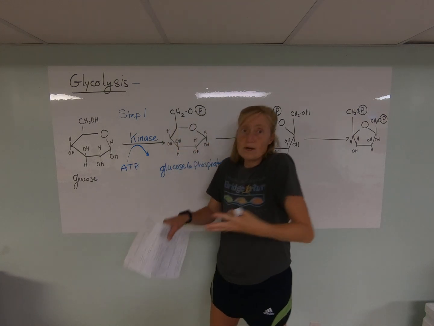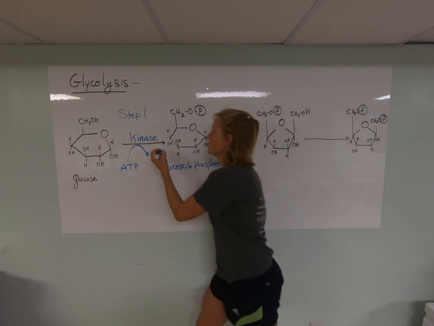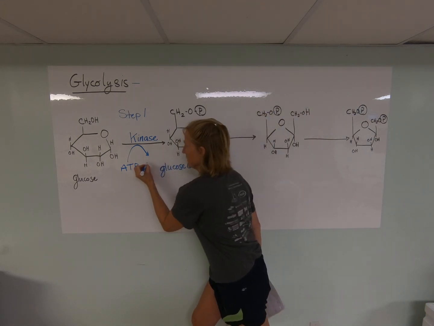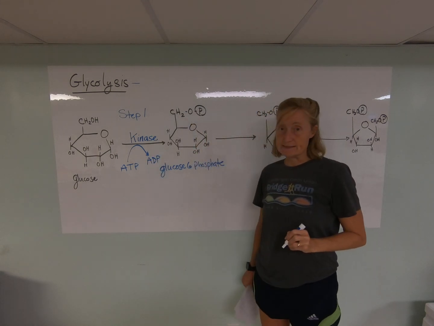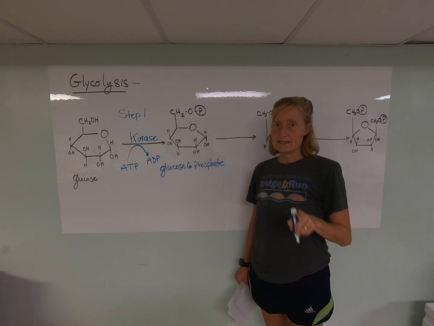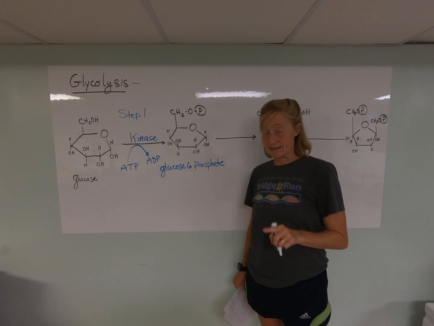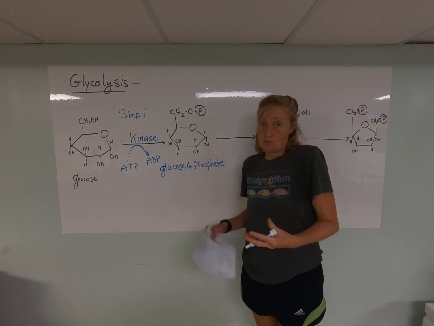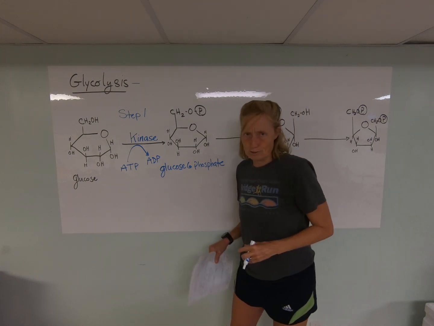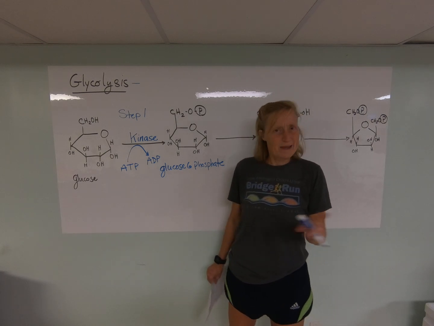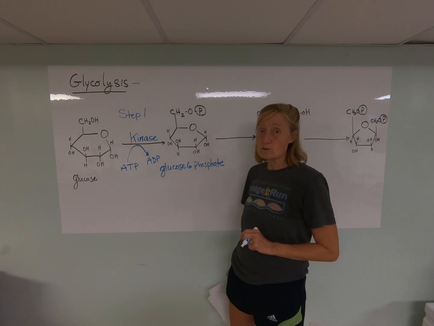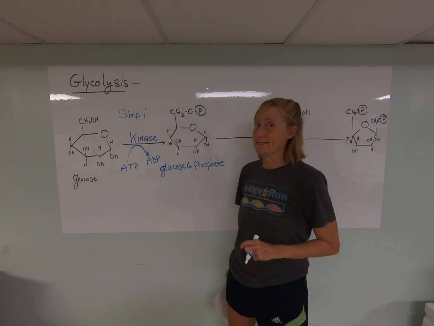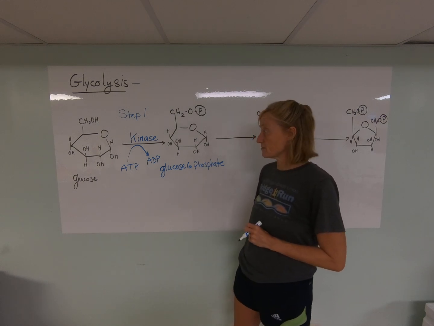ATP donates a phosphate to glucose. It loses that phosphate and then becomes ADP. ADP is adenosine diphosphate. It has lost a phosphate. It gave it to glucose. Uh-oh. We're supposed to be making ATP. Yeah, we're not, right? Looks like we're losing or investing in ATP. This is an energy investment step.